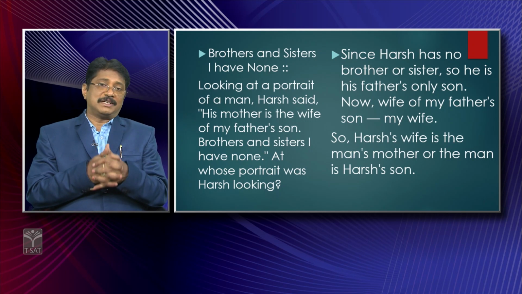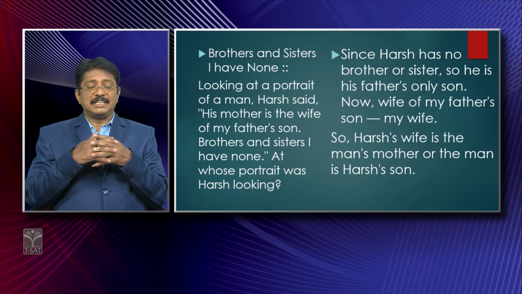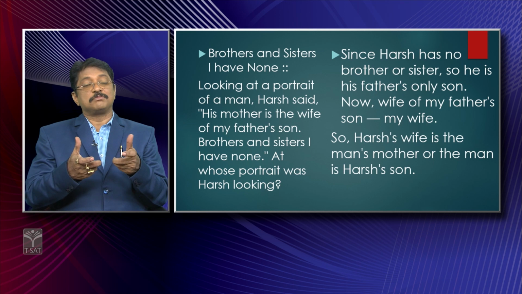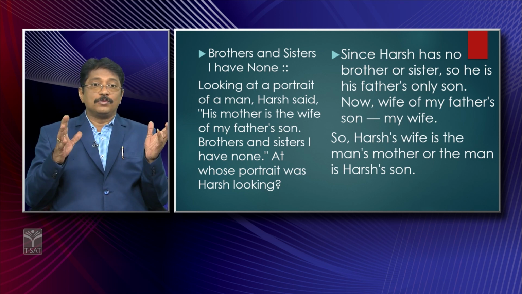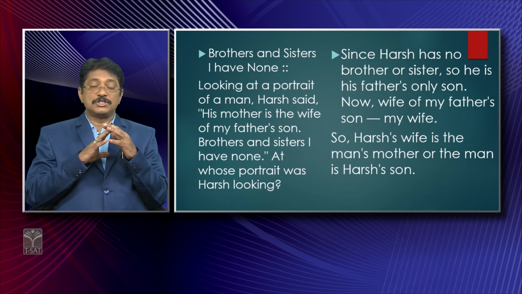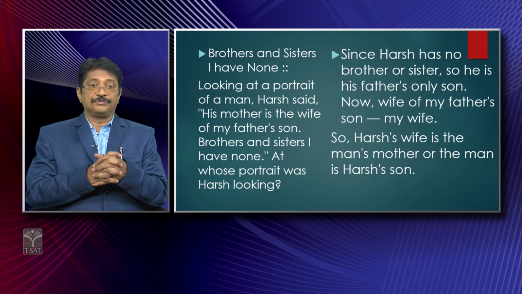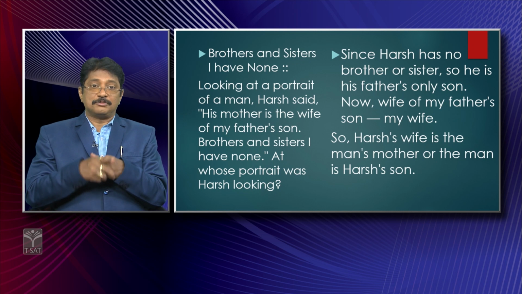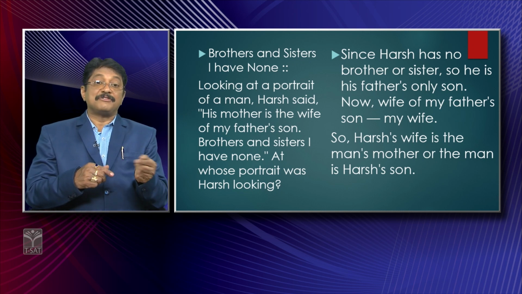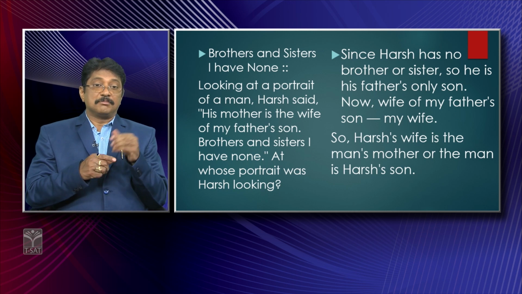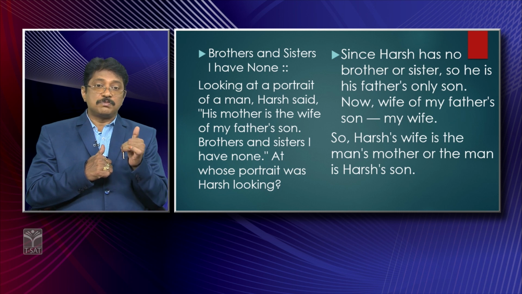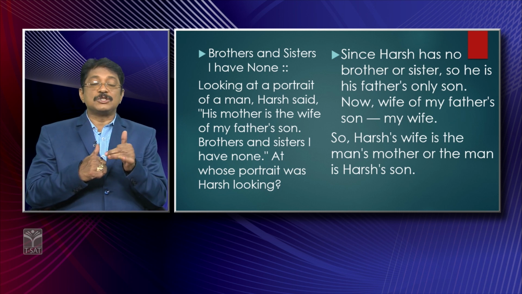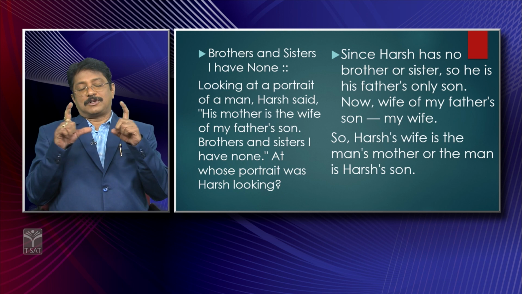Okay, now brothers and sisters. Here one more simple condition is given, that is brother and sister: I have none, means there is no brother or sister for me. Look at a portrait of a man. Harsha said, his mother is the wife of my father's son. Brothers and sisters I have none. At whose portrait was Harsh looking? So Harsh is looking at a portrait, one picture.